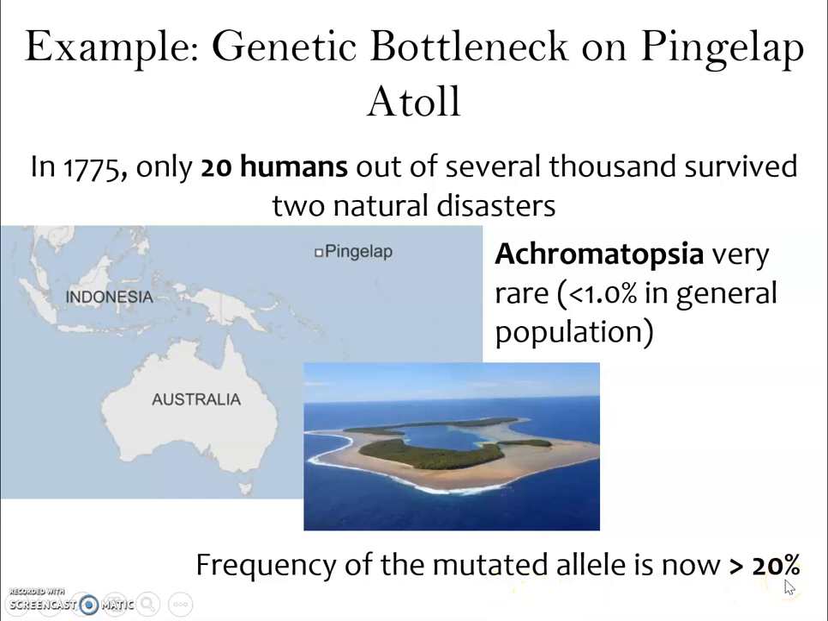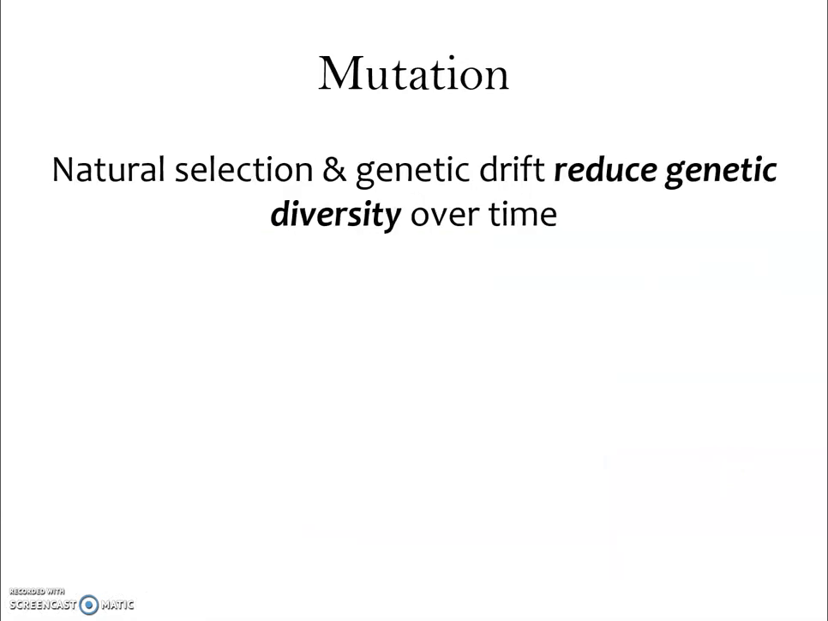And so now, in the population that has rebounded after this disaster, more than 20% of the alleles in this population are the recessive achromatopsia allele. Right, so this doesn't just happen with colored circles, it really happens in real populations.